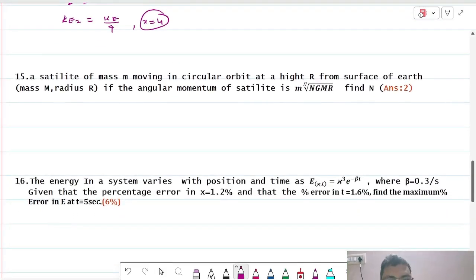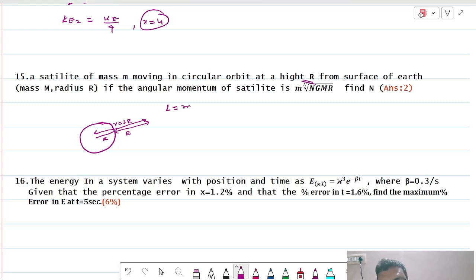So now next one. A satellite moving in a circular orbit of height r from the surface of Earth. See, here it is very important. The satellite is revolving at a height r from the surface of Earth, and the radius of Earth is r. Therefore the orbital radius of the satellite is R plus h, small r is equal to 2r. Angular momentum L is equal to m into v into r, that means r.